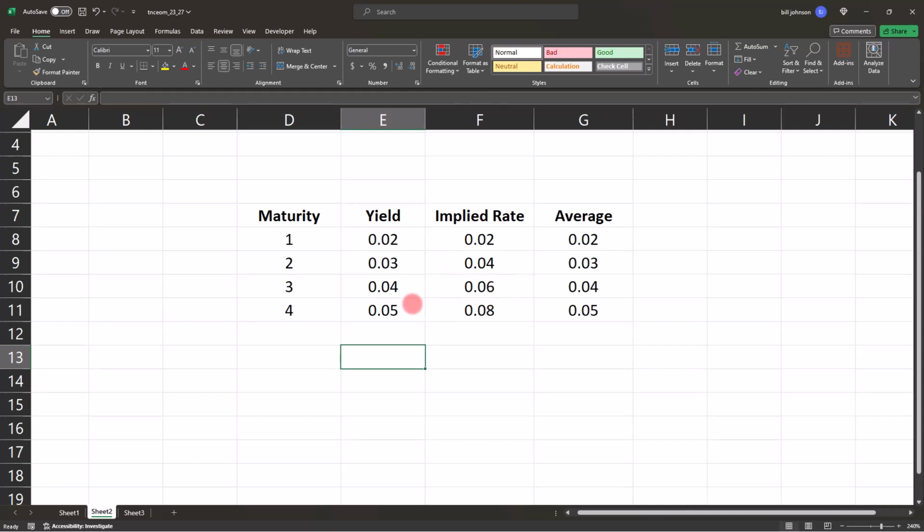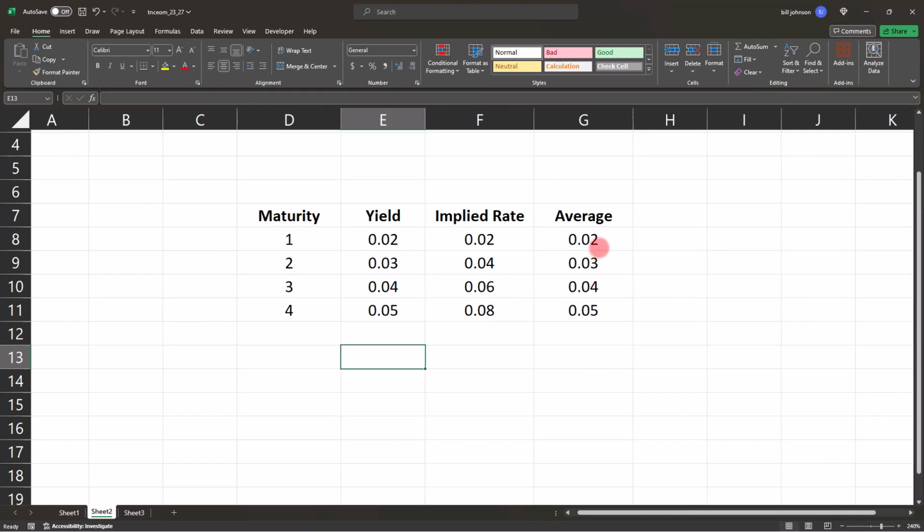And so we can just continue on down the line here. For the 4-year, the yield is 5%, but the implied rate is 8%. Why is that? Well, you could get the 3-year bond and get 12%, or you could get the 4-year for 5% and get 20%. And what's the difference between 12 and 20? You would need an additional 8% from year 3 to year 4. So that's how we're coming up with these implied rates.